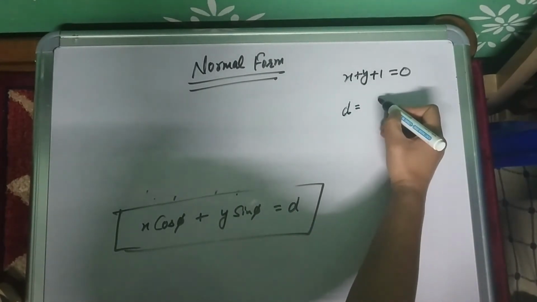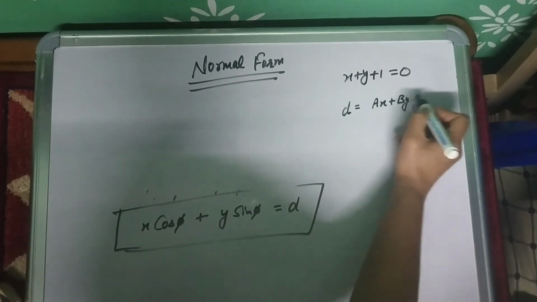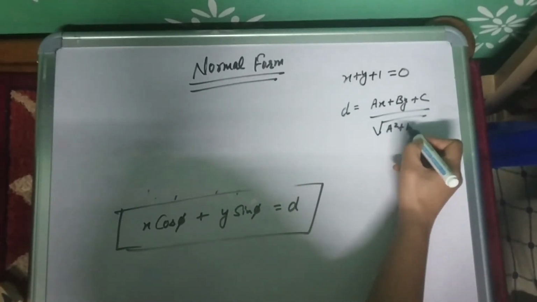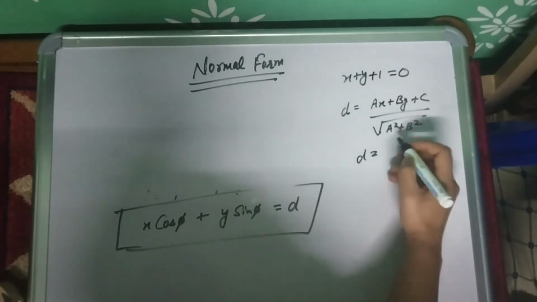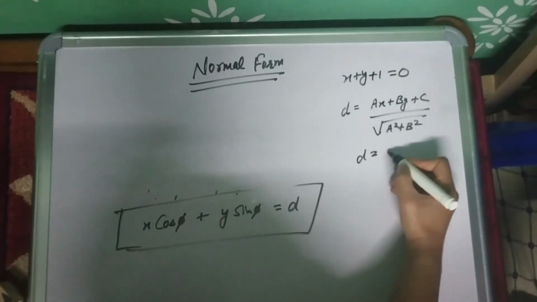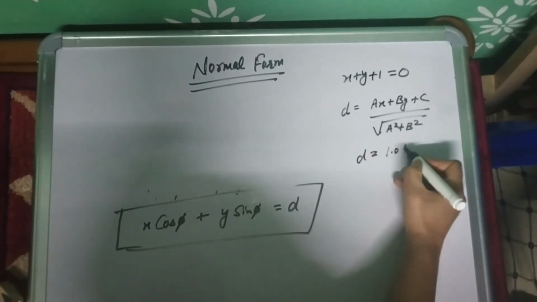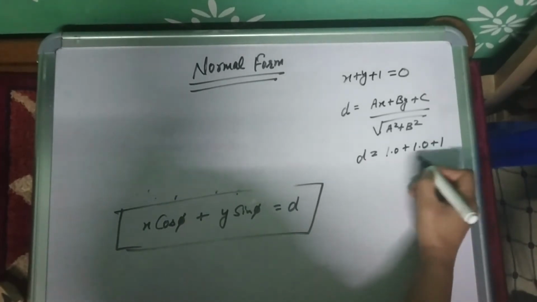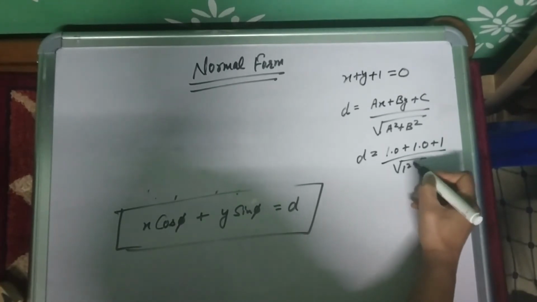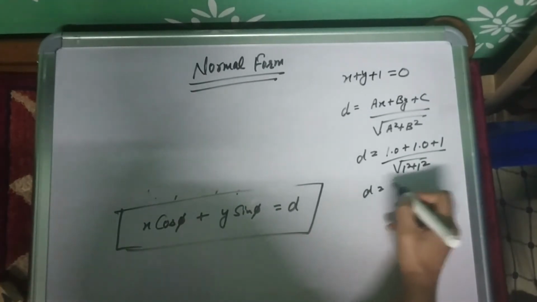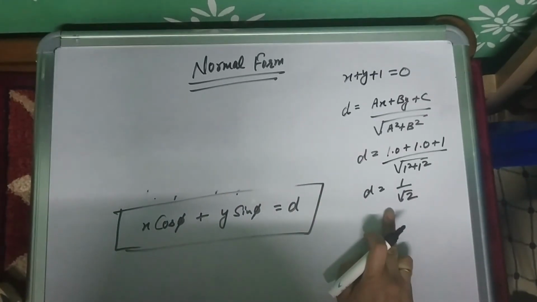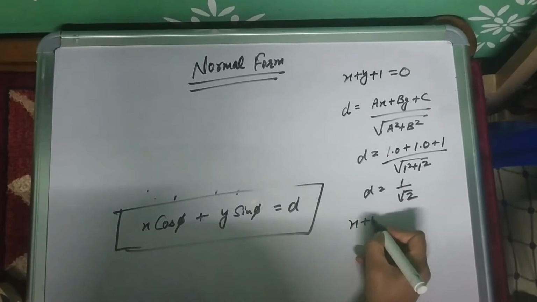Okay, so origin, we know the distance formula is this. So distance from origin is actually 1 into 0 plus 1 into 0 plus 1 over root of 1 square plus 1 square, which is actually equal to 1 over root 2. So distance is this.